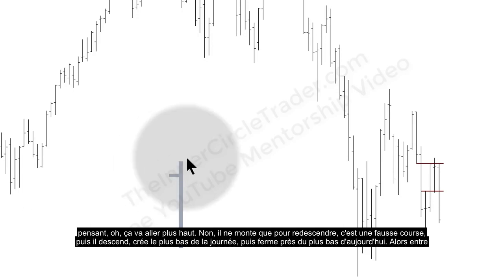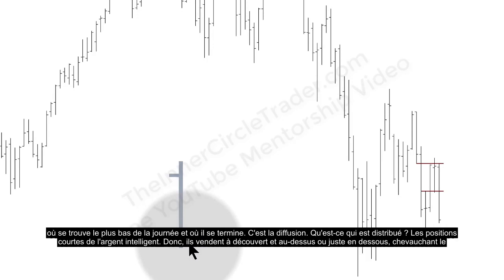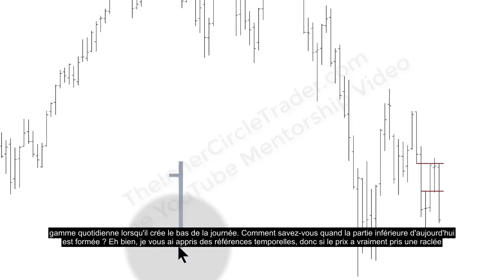That's a fake run. Then it goes lower, creates the low of the day, and then closes near the low of the day. So between where the low of the day is and where it closes, that's distribution. What's being distributed? Smart money's short positions. So they're selling at the open and above or just below it, riding out the daily range.